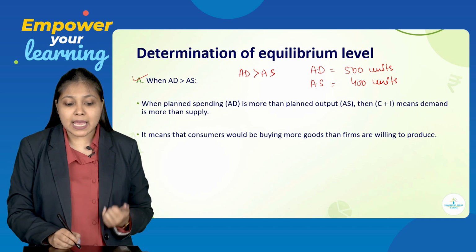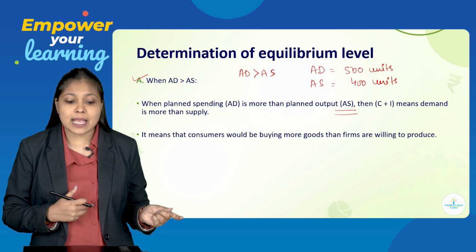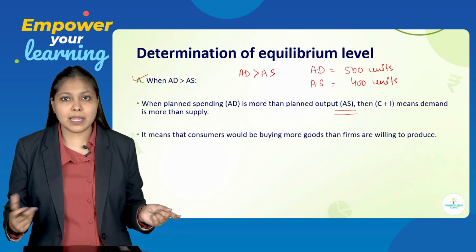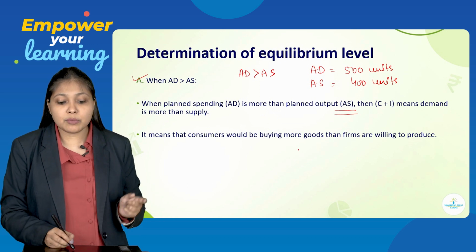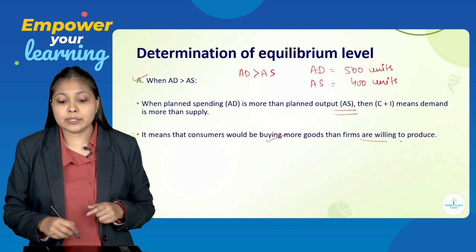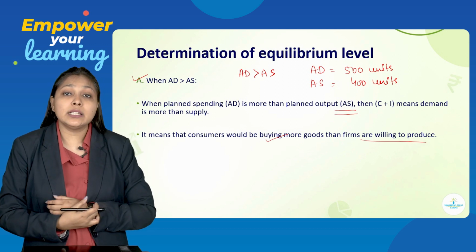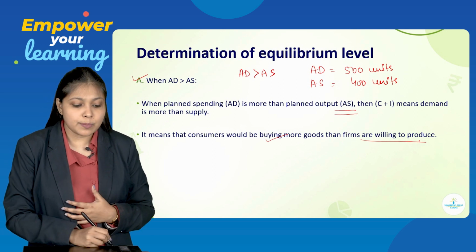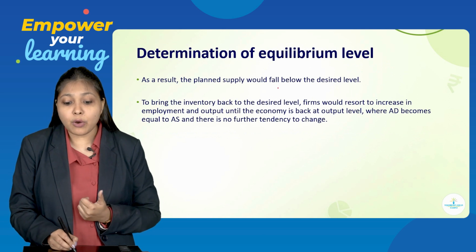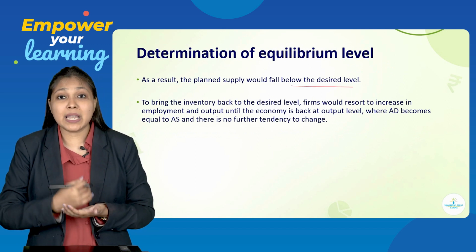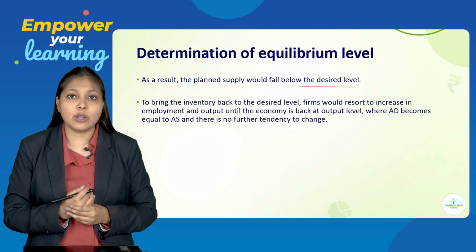So when planned spending AD, that is C plus I, is more than planned output AS, demand is more than supply. People are demanding more as compared to the supply. It means consumers would be buying more goods, but firms are not willing to produce those many units of goods. So as a result, what will happen? Supply would be less. So supply will fall as compared to the desired level of demand.